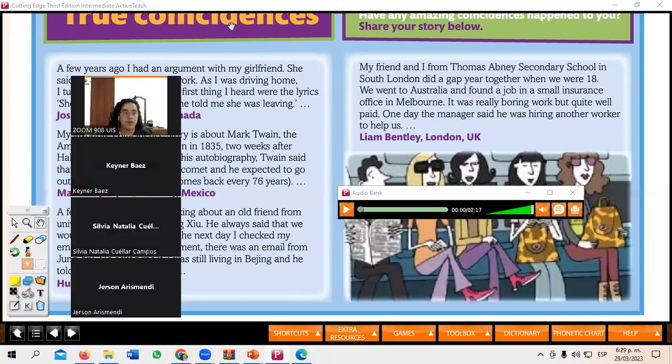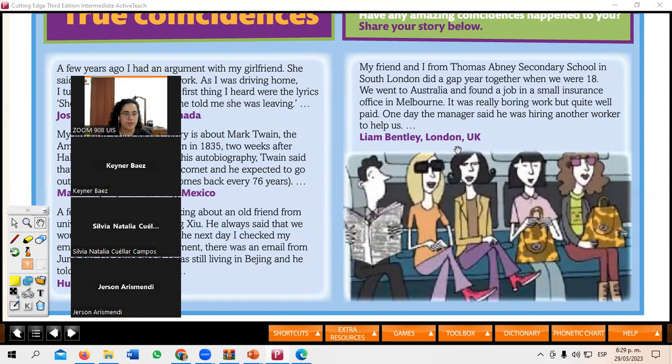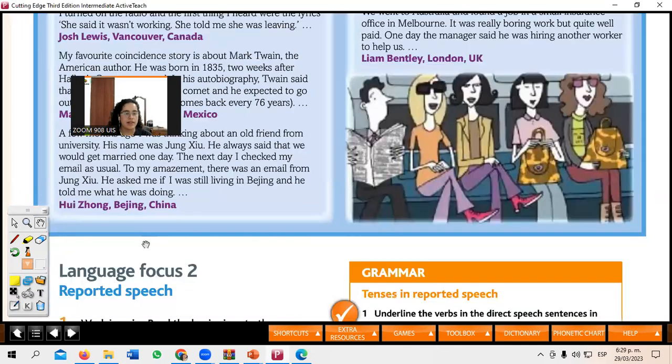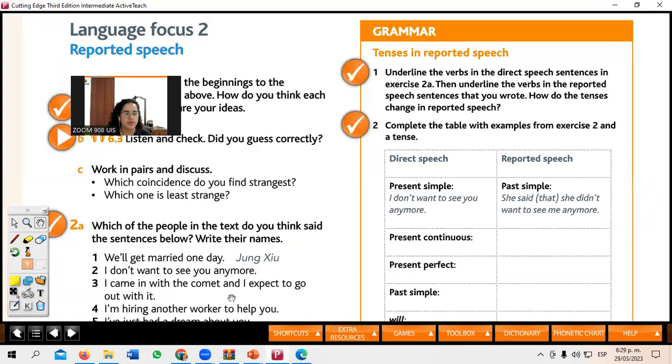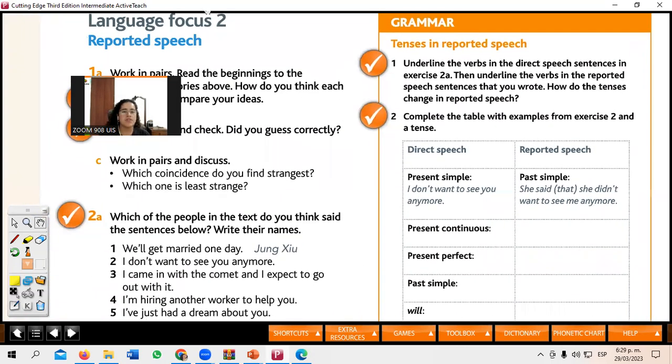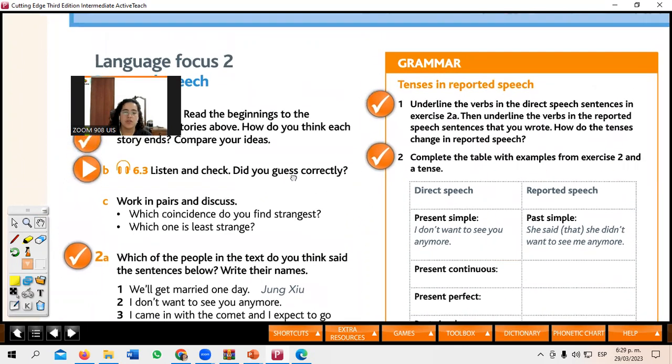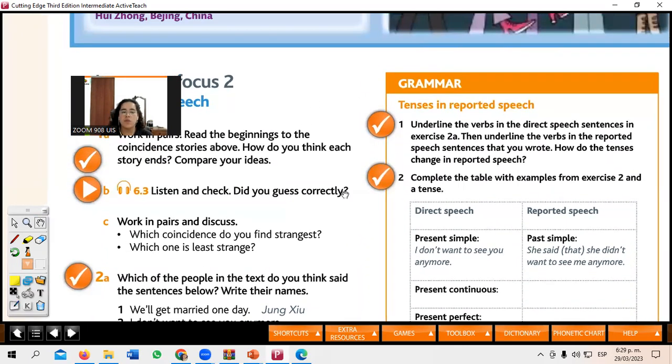Right, yes, so we were correct. The other worker was also from Thomas Abney Secondary School in South London. All right, guys. Good. So tell me, I want you to give me your opinions. Which coincidence do you find the strangest? And which one is the least strange? Okay, you're going to think and tell me why.